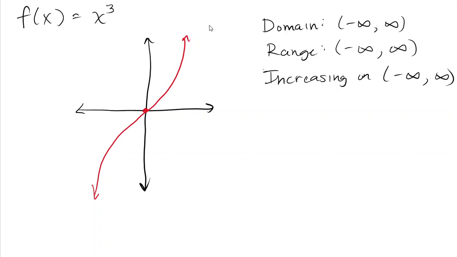Its domain is all real numbers. You can cube any number you want. Its range is all real numbers because you can get negative outputs from cubing something. It's increasing over its entire domain. This is the graph of the cubing function.